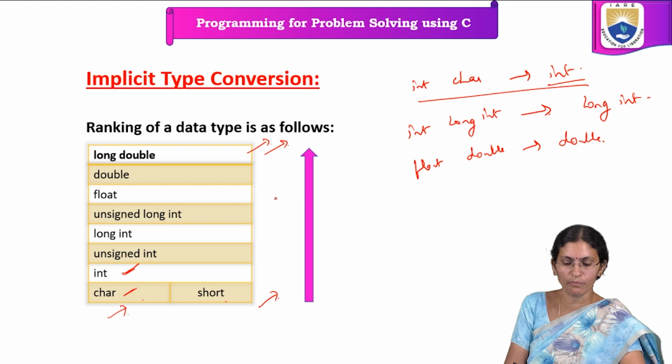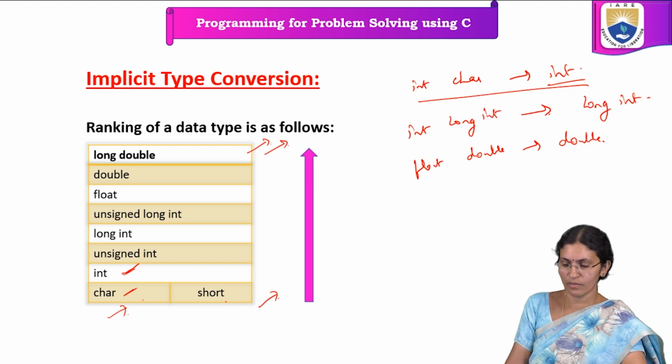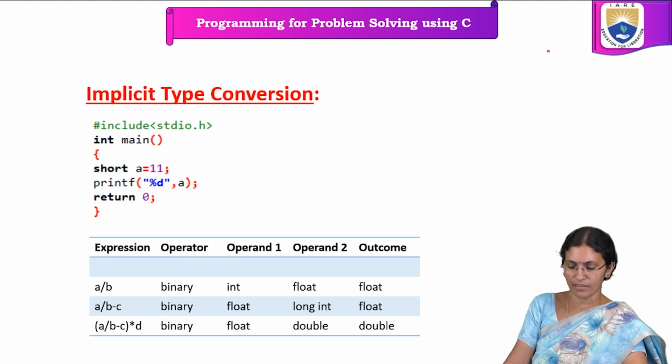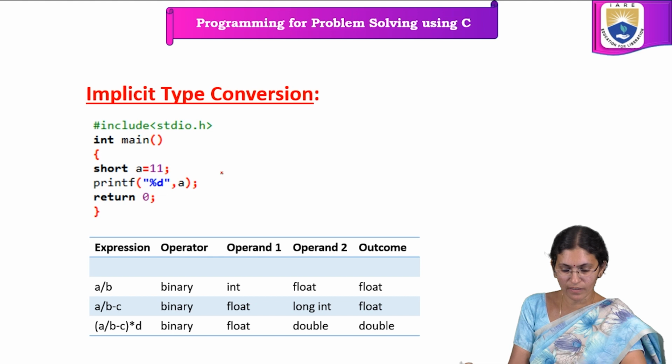This type of implicit conversion is also known as type promotion, because the data type of the lower rank is automatically converted to the data type of the higher rank. Next, we'll see one more example of implicit type conversion.